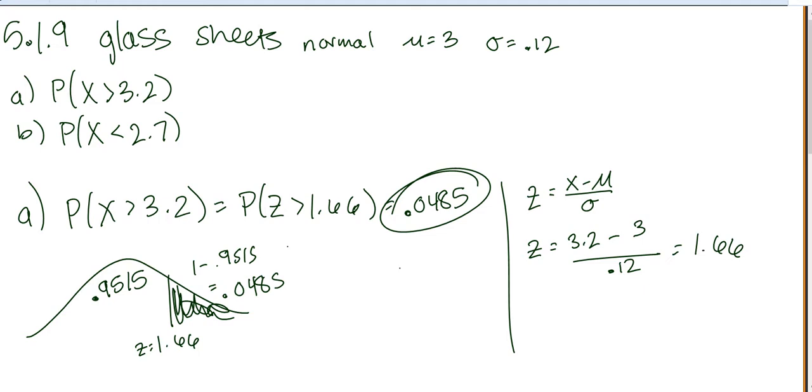Also, we did part A, now you get to do part B. The only difference being you'll have a different X value, and instead of shading to the right, you're going to shade to the left because it's a less than.